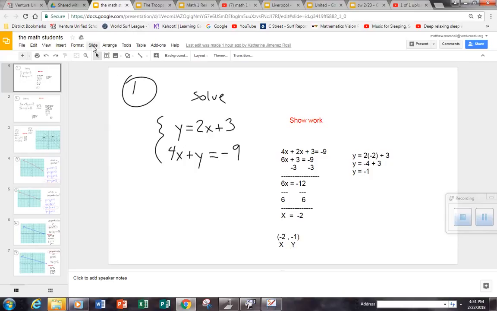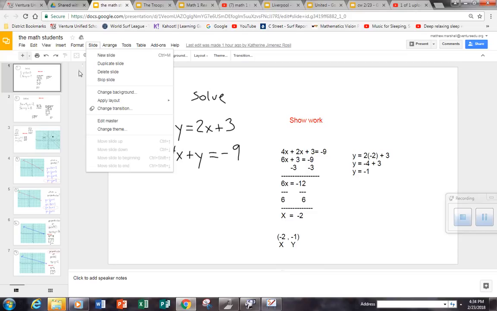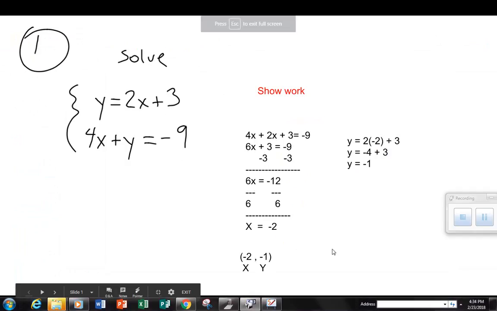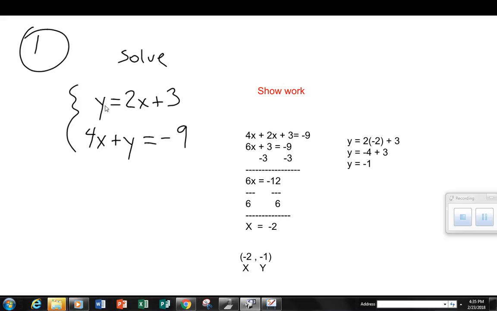So let's get this as a slideshow so we could see it a little bit better. And to start my slideshow. Alright, here it is, a little bit better. Sorry about that. So again, this one is negative 2, negative 1. If you plugged in negative 2 for x and negative 1 for y, they would make both equations work.